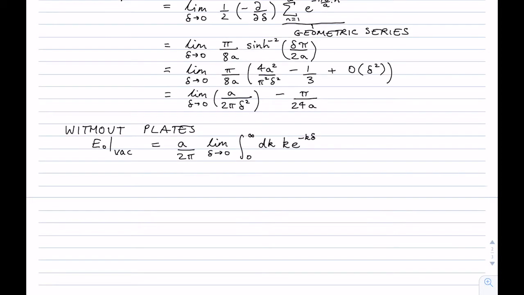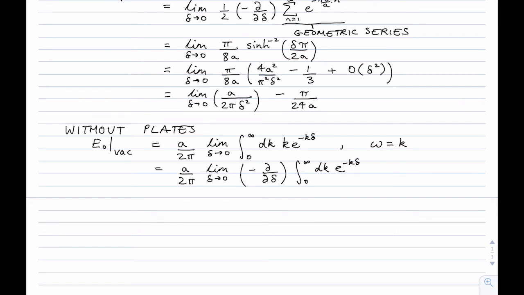And so you can see that as delta goes towards 0, the exponent will go to 1 again, and we'll just be left with dk k, where k is equal to omega, remember? So this is what we want, because it's massless. And so then if I write this as a over 2 pi, I've got a limit as delta tends towards 0. I'll take the negative derivative of delta, same way as before, integral 0 to infinity dk e to the minus k delta.